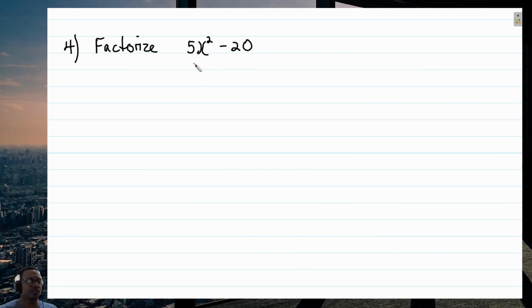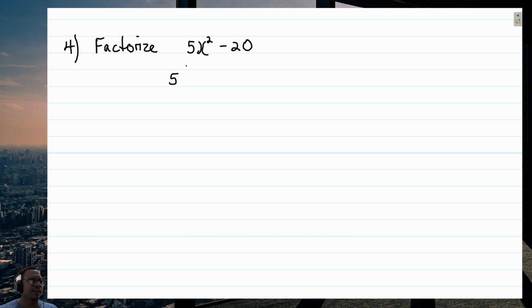Now when I look at question 4, I have 5x squared take away 20. Now this doesn't look like the difference of two squares, but my instruction is to factorize. So I look at the two terms, I see what's common between the two of them. 5 can go into 5 and 5 can go into 20. So 5 would be the highest common factor that can go into both terms.